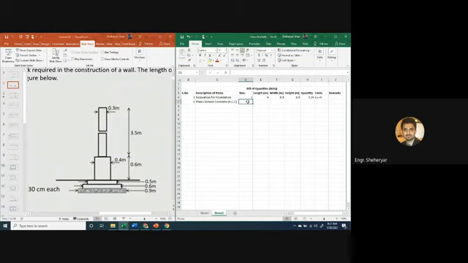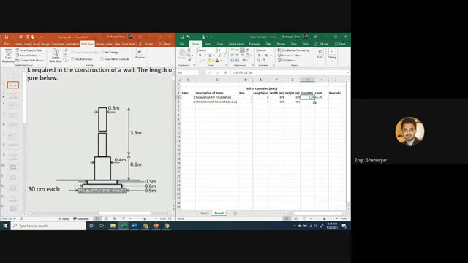So let's calculate the quantity for PCC. The numbers will be 1. Okay, what is the length of PCC? Same as the length of the wall, 4 meters. Good. What will be the width of PCC? 0.9 meters. And now what will be the height or thickness of the PCC? 0.3. Very good. Okay, and the units will be the same.